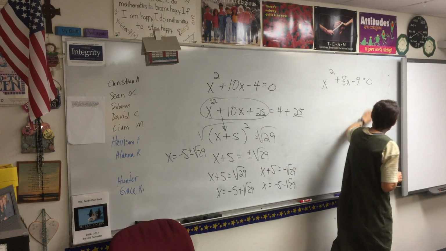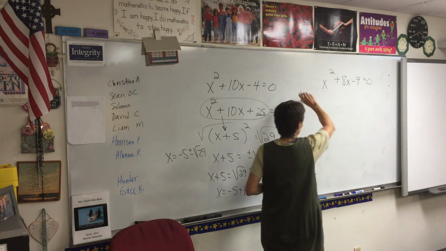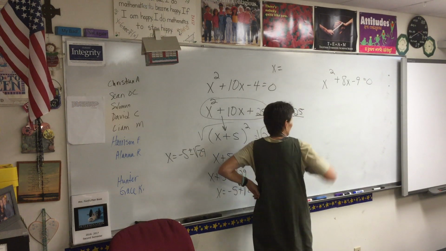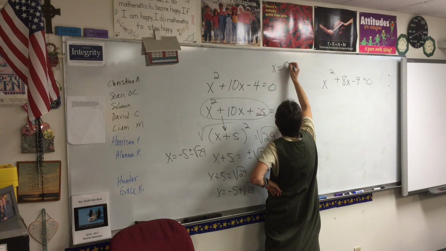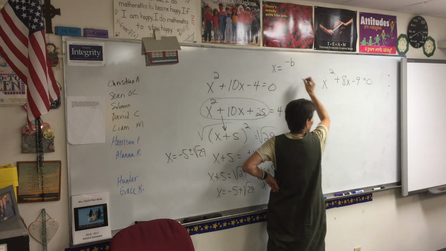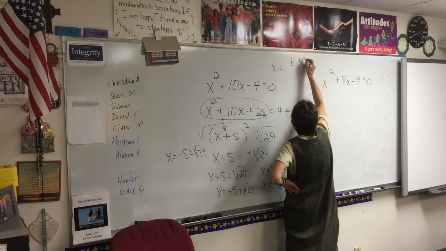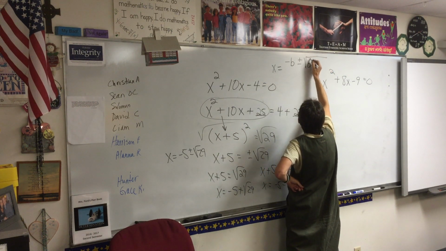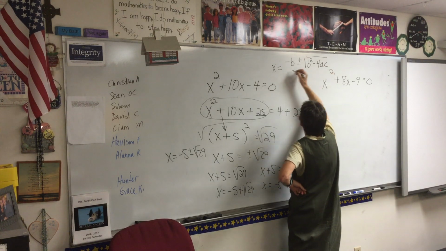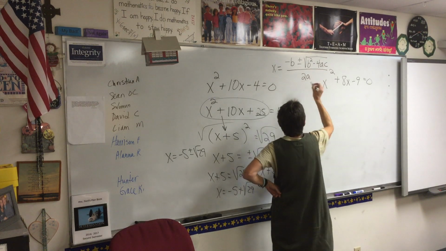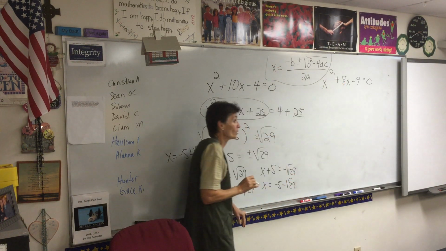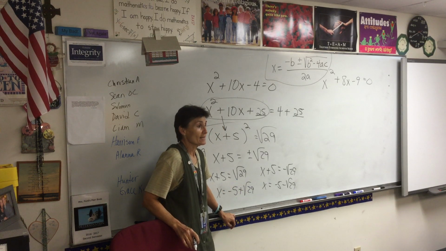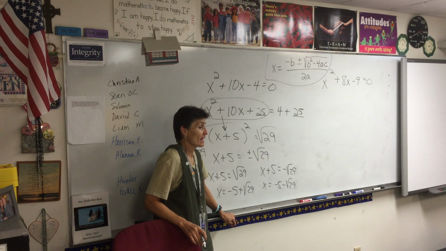Now, before I start in on the problem, maybe I better write the formula down. Does anybody remember the formula? X equals negative b, plus or minus the square root of b squared minus 4ac, all over 2a. So write that down on your paper if you don't quite have it totally memorized yet. That's called the quadratic formula.